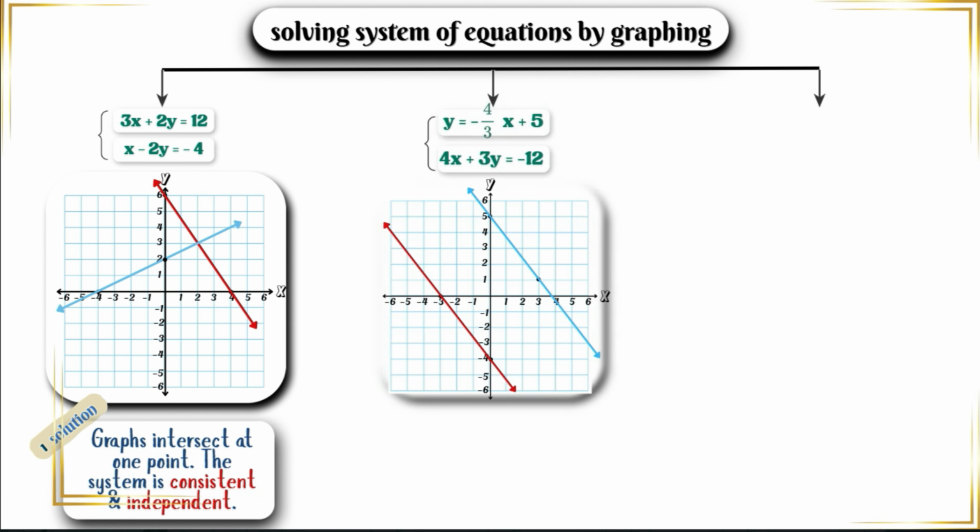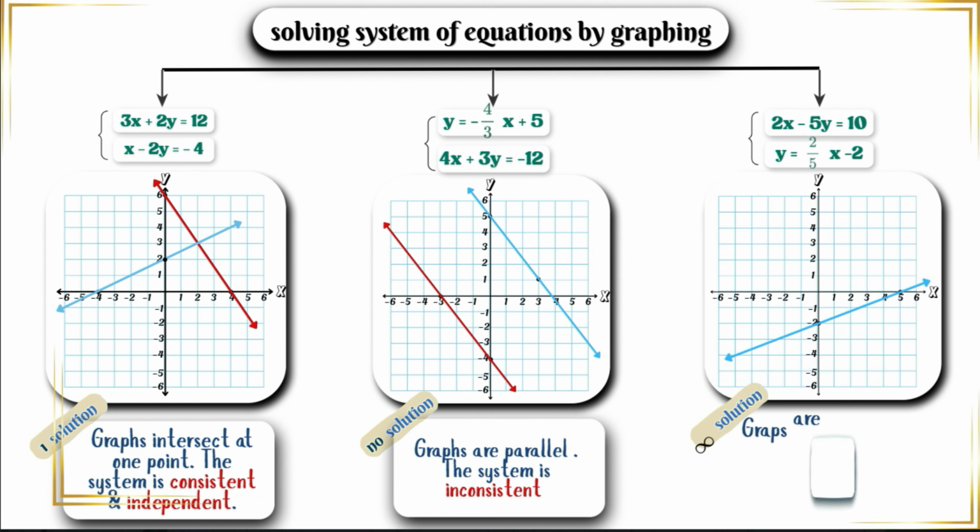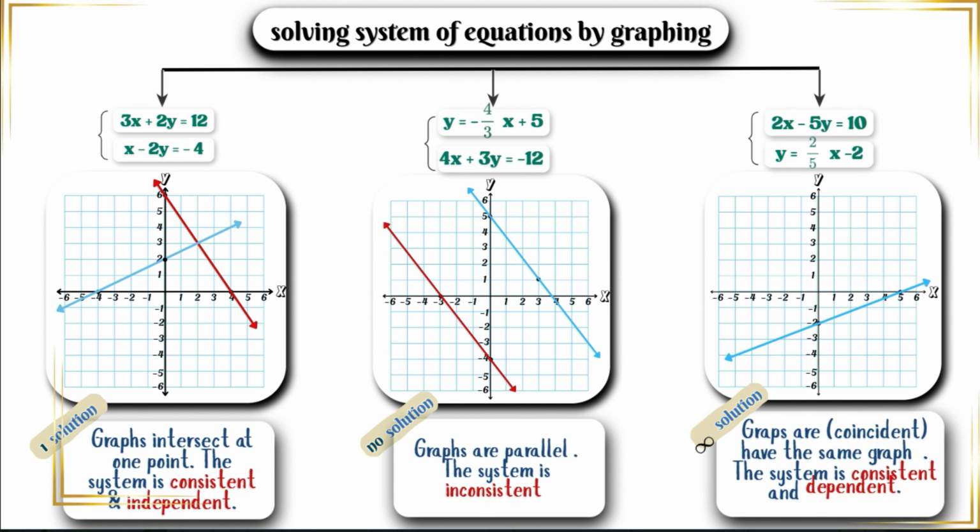The second case, if the graphs are parallel, there will be no solution and the system will be inconsistent. Third case, if the two lines are coincident, meaning they are the same line, we say we have an infinite number of solutions and the system will be consistent and dependent.